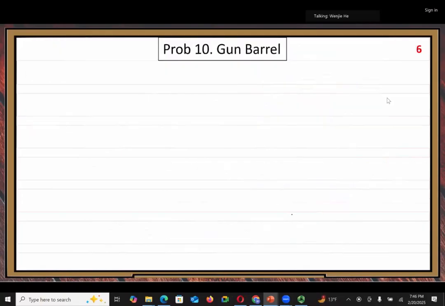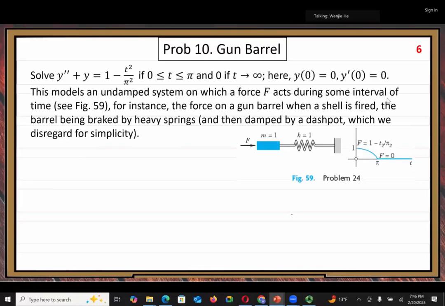Now let us move to one example. Our problem number 10. Word problem. Gun barrel. So try to model that gun. You shoot a bullet. Try to model that. Question like this. Solve this second order ODE, but this time the R function, the driving force, is like that. This graph is the driving force function.